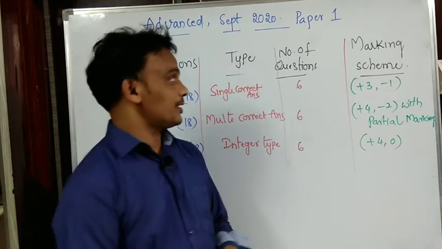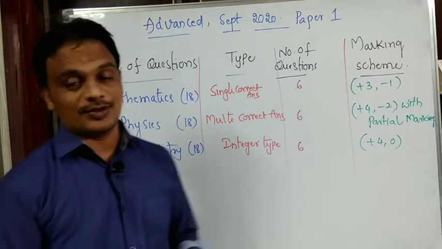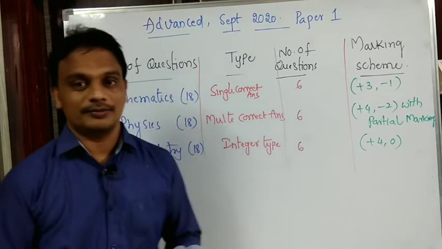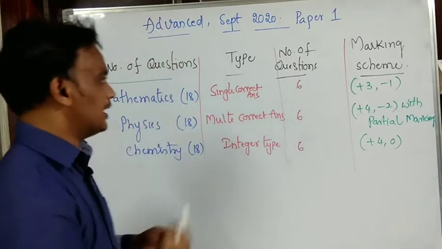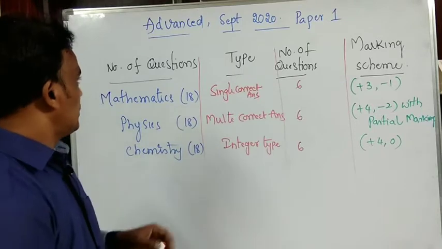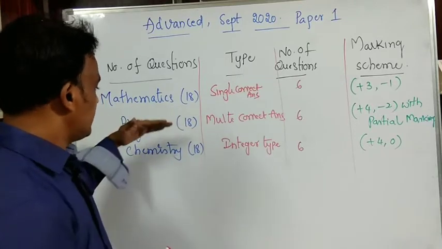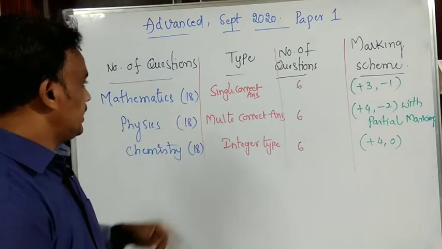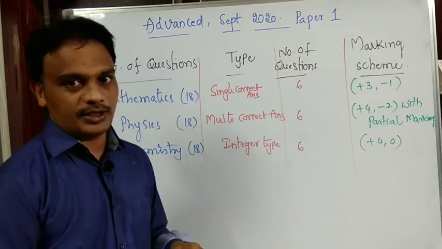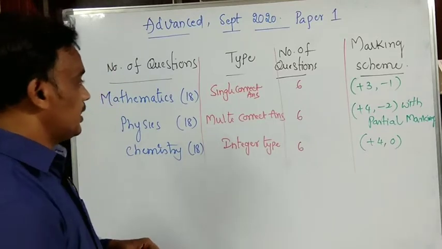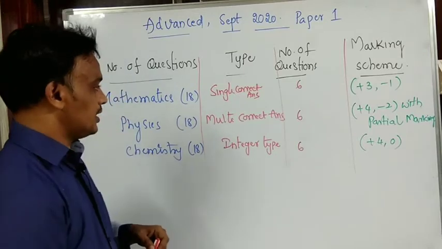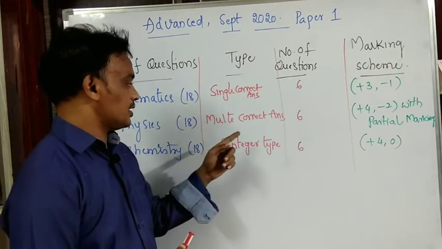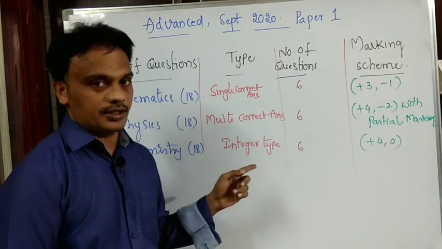Today I am going to discuss the JEE Advanced September 2020 Paper 1. First of all, I am going to explain the strategy of this year. From each subject, mathematics, physics and chemistry, there are totally 18 questions. There are three types of questions: single answer type questions, multi answer correct questions and integer type questions.